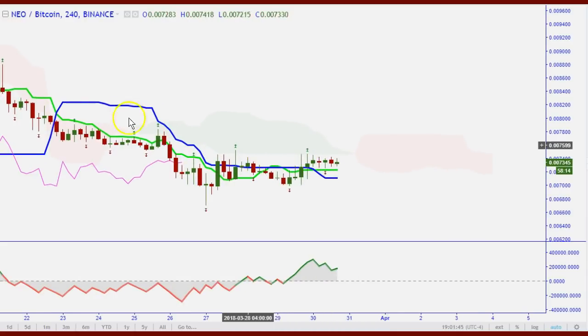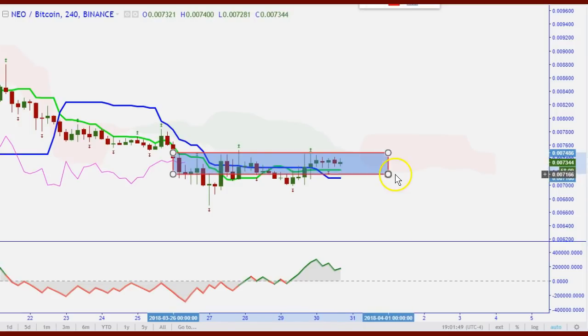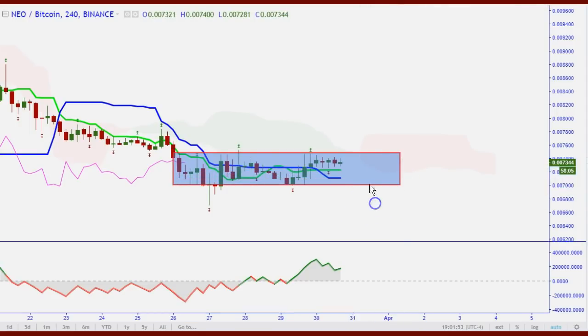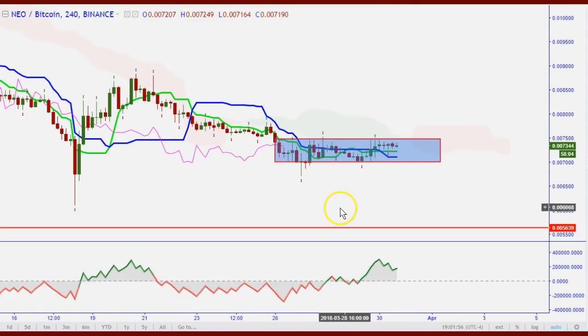So with this ugliness, I usually like to box this ugliness in. And then I'm going to look for the close outside of this ugliness. And that's where I'm going to look to get into my trade to the downside, more than likely.